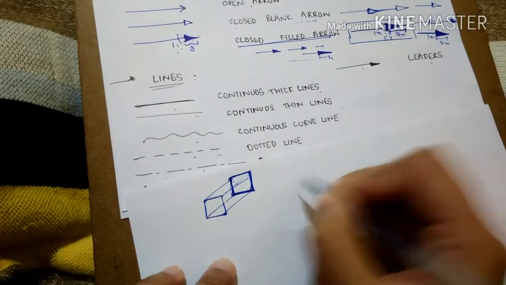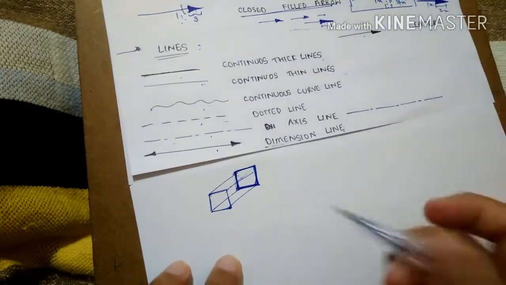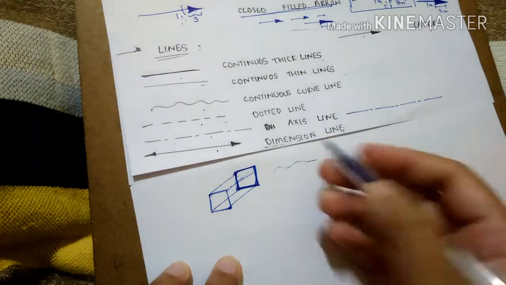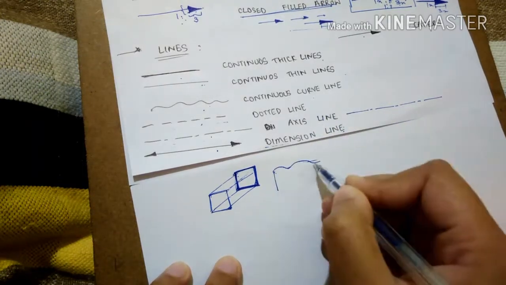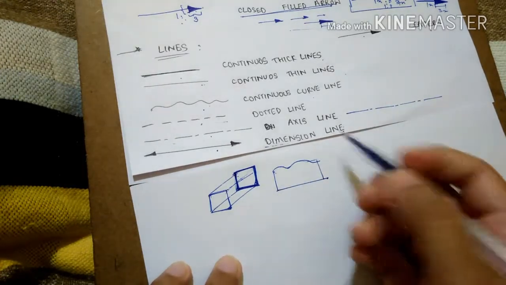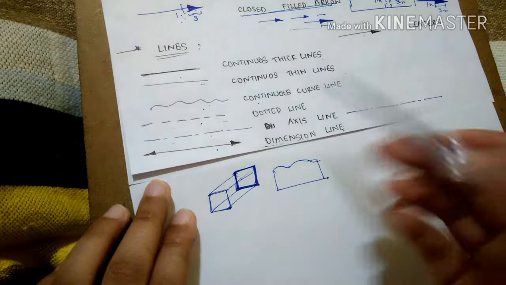Thin lines, you can use while drawing any shape. Continuous curved lines are always used in developments. Basically, they are used in development because you have curved surfaces there after cutting the development portion. So it is not that much in use.